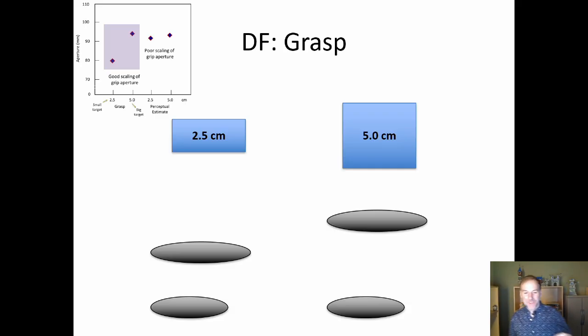So these little cylinders here are supposed to be her thumb and index finger. And the idea is when we give her a small object and we say grasp it, she makes a small maximum grip aperture, which is good. And then when we give her a bigger object, she makes a bigger grip aperture. So she's scaling the size of her grip aperture to the objects when grasping, which is using her dorsal stream.